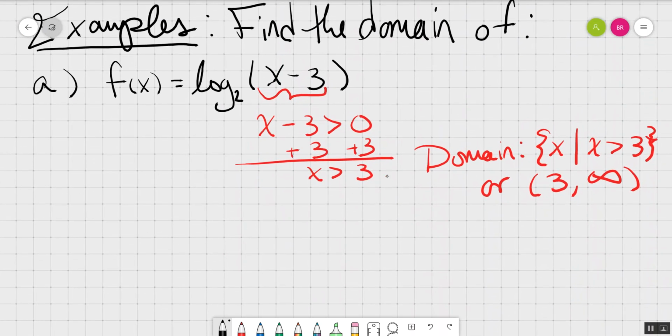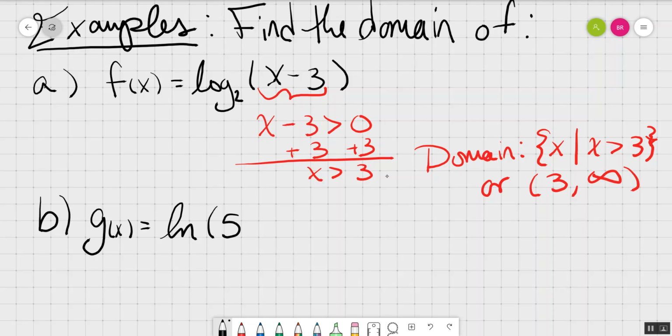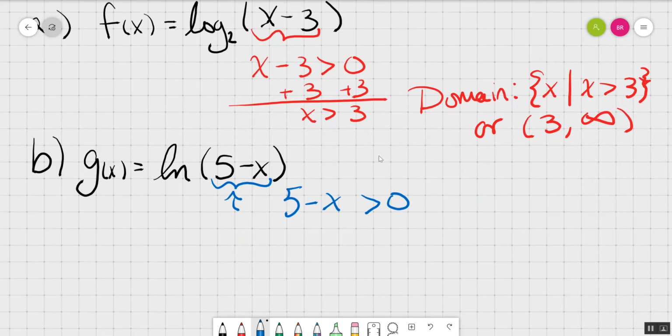Let's do the same thing, but with a slightly different function. Let's do g of x is the natural logarithm of 5 minus x. Again, same difference. I want the stuff inside the logarithm. This time it's base e, but that doesn't make any difference. It's still a logarithm. 5 minus x has to be greater than 0. Be careful. Watch your signs on this one because it can cause some problems. I am going to elect to add x to both sides because that will prevent me from having to deal with that. So then I'll just have 5 on this side is greater than x.